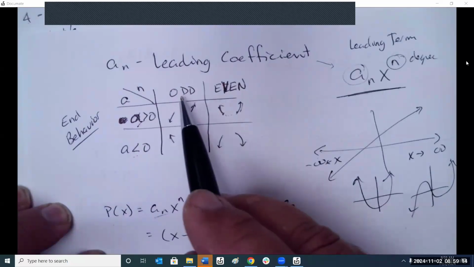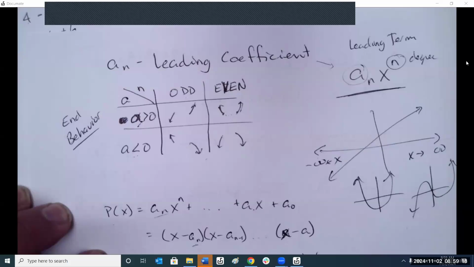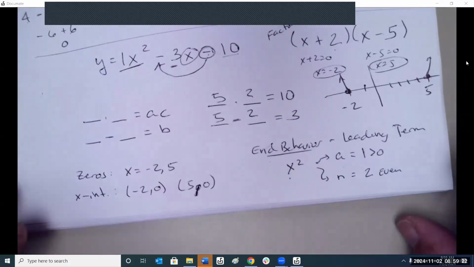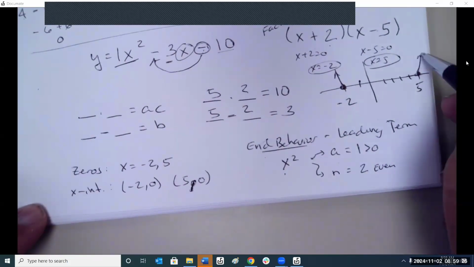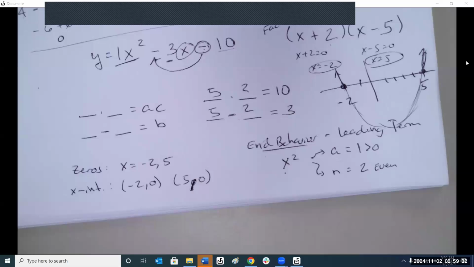If a is positive and n is odd, that means they both go different directions at the endpoints. So we know from there, the graph will look something like this. Now, since it's quadratic, we have to figure out more points.